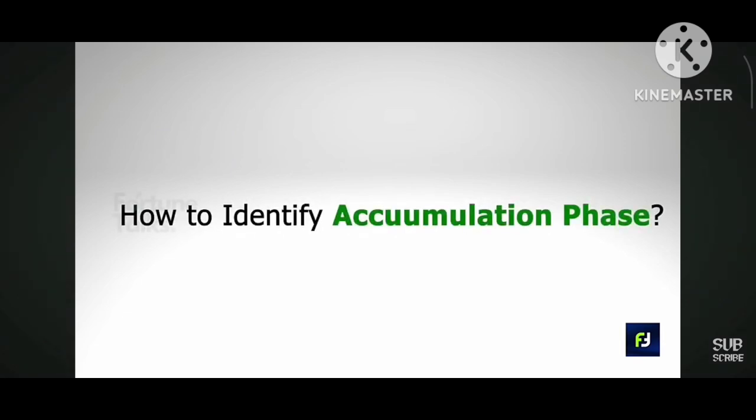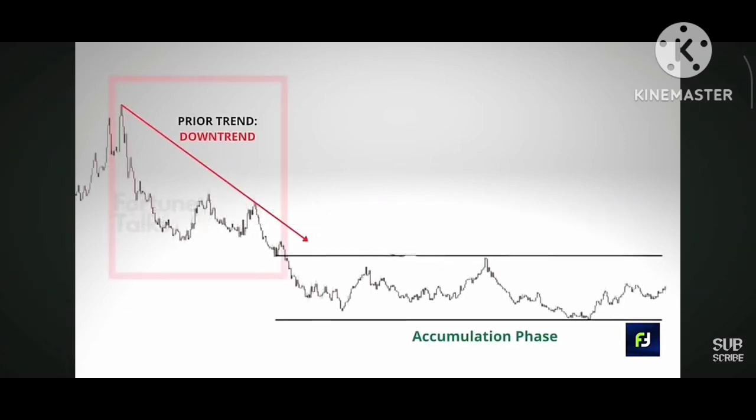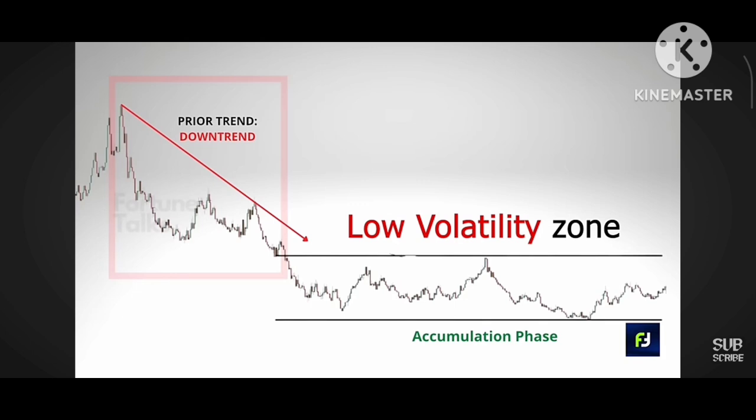So how will you identify the accumulation phase? Generally, the accumulation phase occurs after the price has fallen down, or simply it happens after a downtrend. The accumulation phase can also be viewed as an area of low volatility or an area where there is a lack of interest between the bulls and the bears.